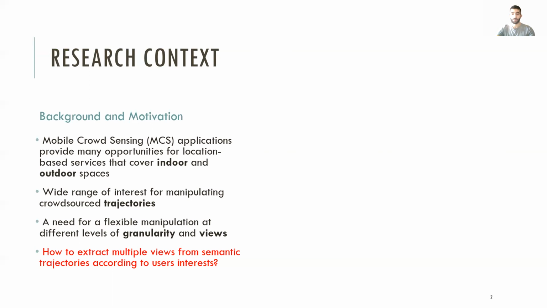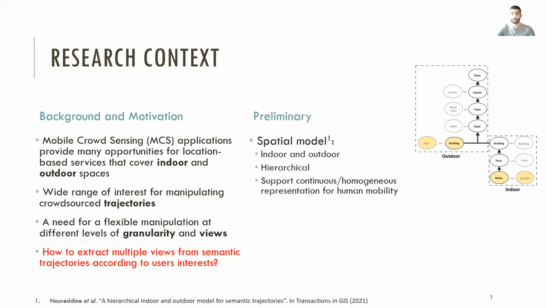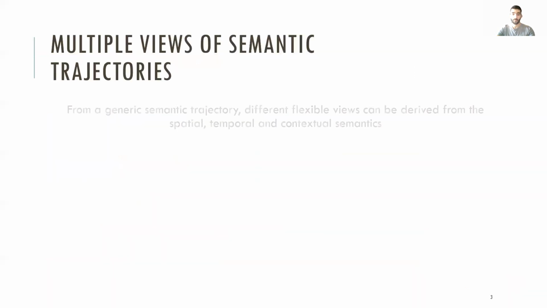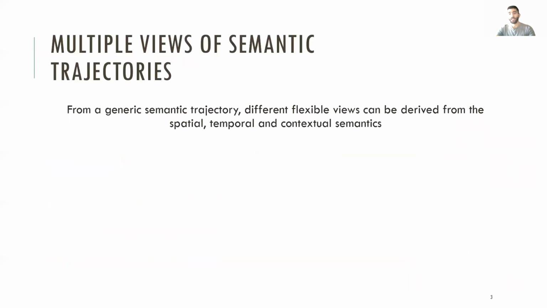This work extends our previous work on modeling semantic trajectories in indoor and outdoor spaces, where we modeled the indoor and outdoor spaces in a unified and hierarchical model to support a homogeneous and continuous representation for indoor and outdoor human trajectories. The semantic trajectory representation is multidimensional and matches trajectories to the spatial dimension embedded in the spatial model. Different levels of abstraction should be considered to facilitate the derivation of different views and interpretations of semantic trajectories.